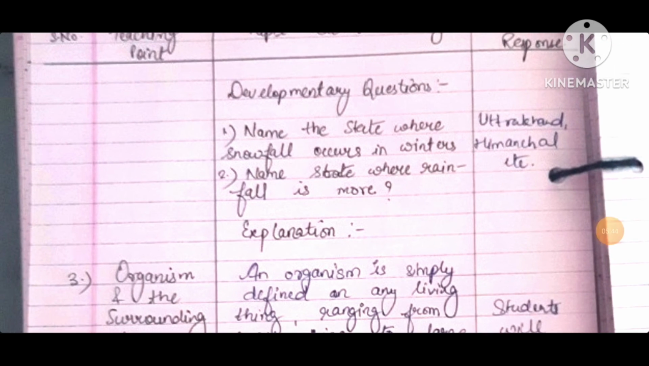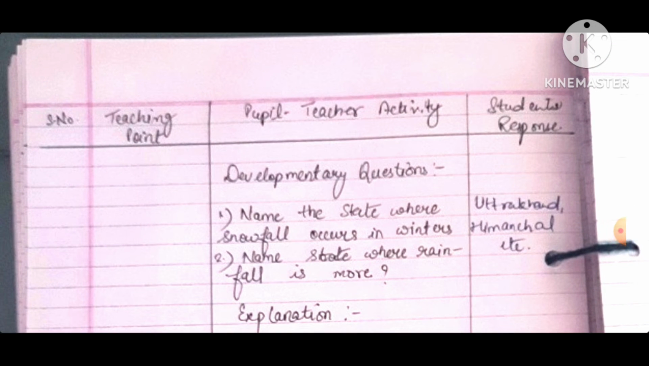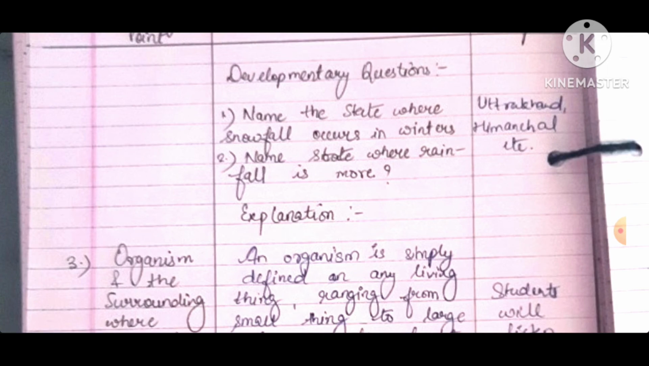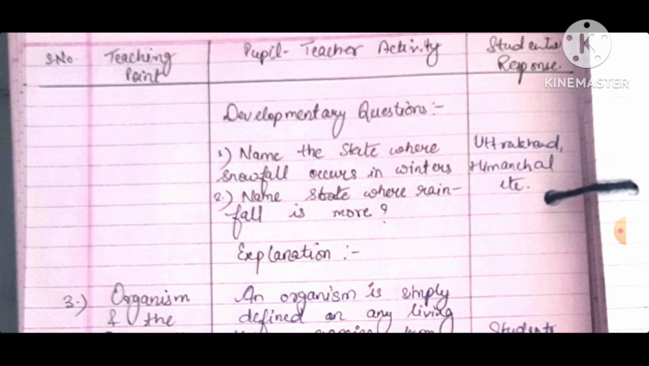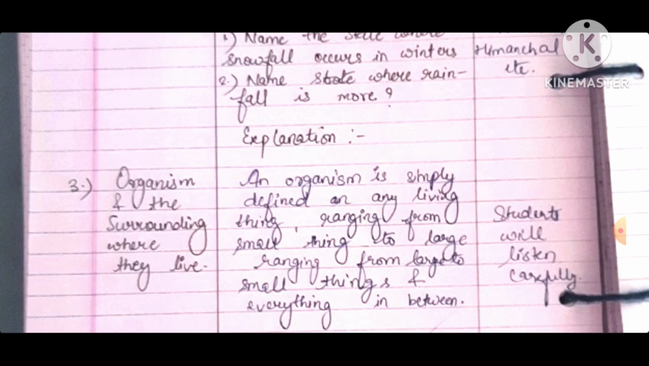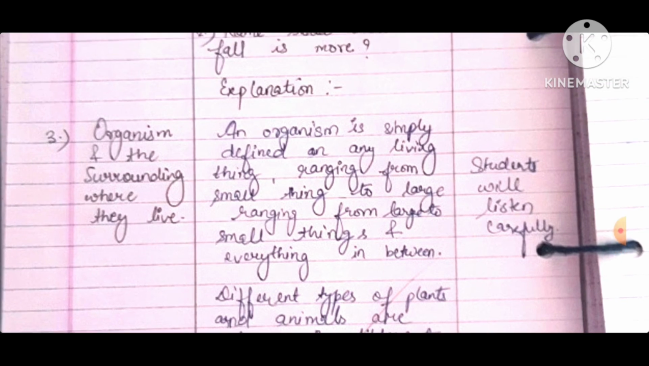Followed by the third teaching point. This is the same process. The two developmental questions: name the state where snowfall occurs in winter, so Uttarakhand or Himachal. This is the response given by the student. Then, name states where rainfall is more. So no response. Then you introduce the topic, organisms and the surroundings where they live. After that you will give the full explanation.